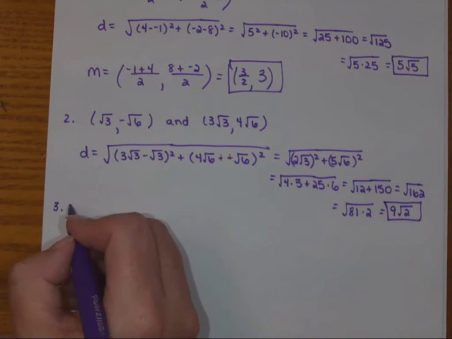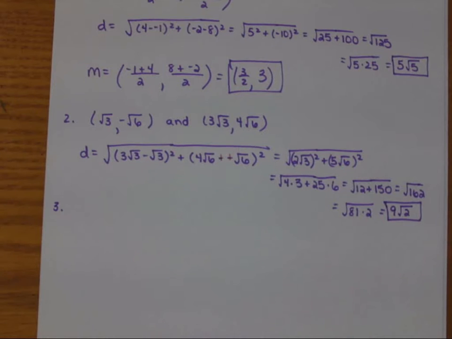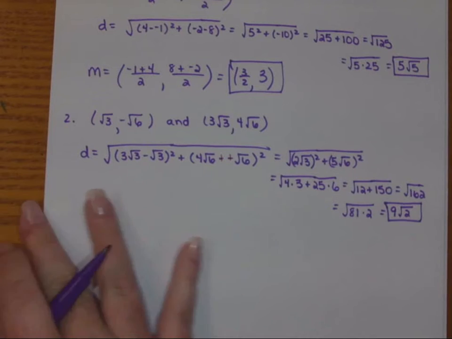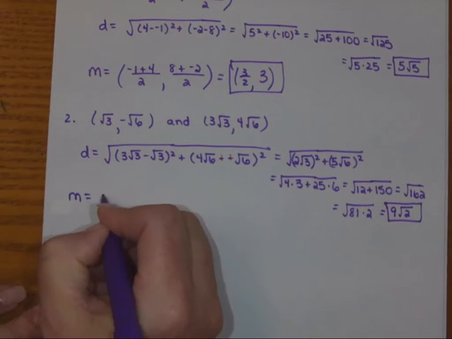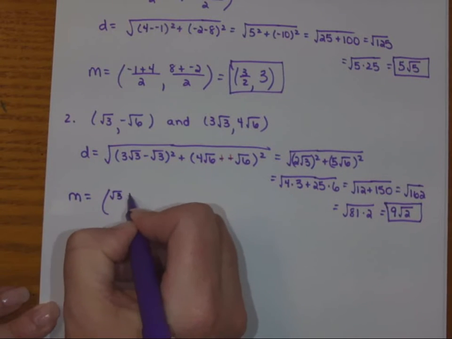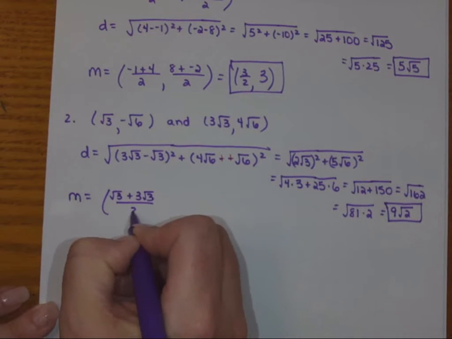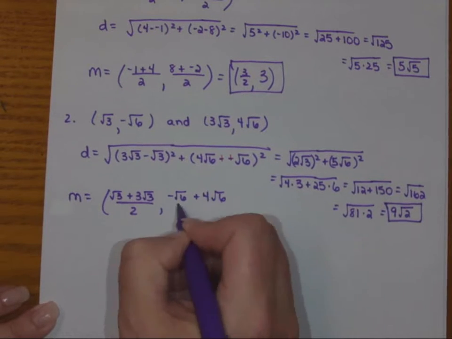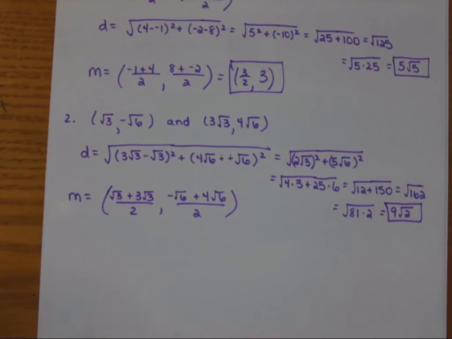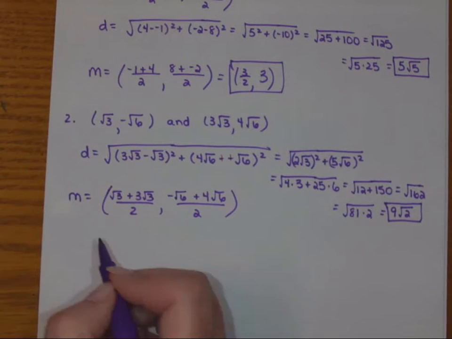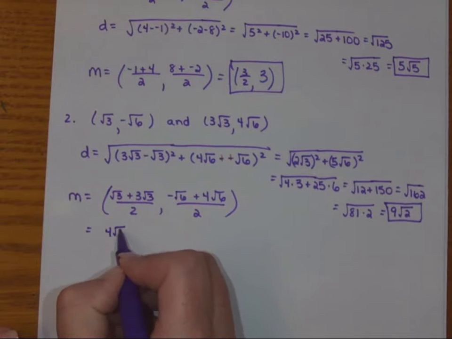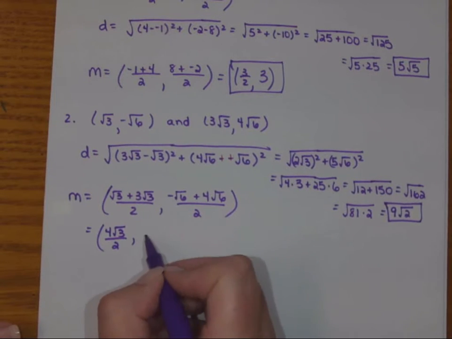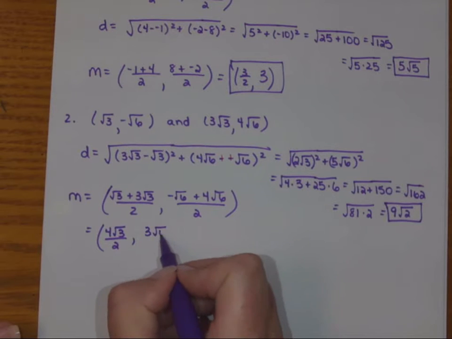All right, midpoint. Oh, we're not done with that yet, right? We still need to do the midpoint for number 2. So it's square root of 3 plus 3 square roots of 3 over 2, comma, negative square root of 6 plus 4 square root of 6 over 2. Make sure you use parentheses and a comma, okay? So we're going to get 4 square roots of 3 over 2 for the x term. And we're going to get negative 1 plus 4 of those would be 3 square roots of 6 over 2.